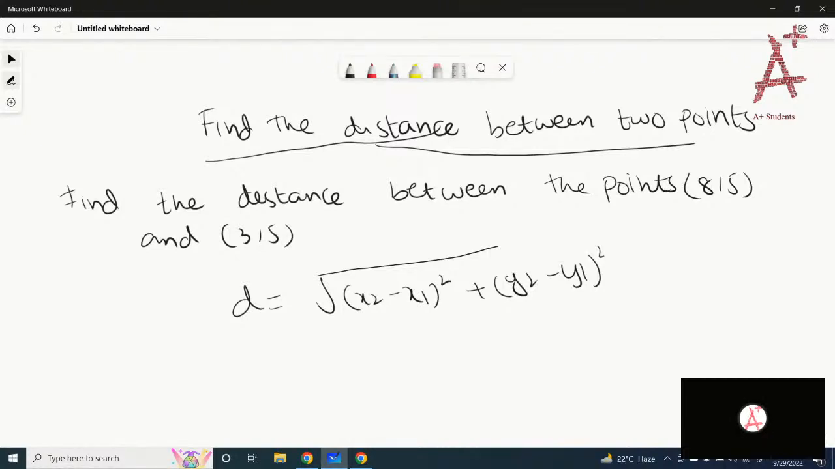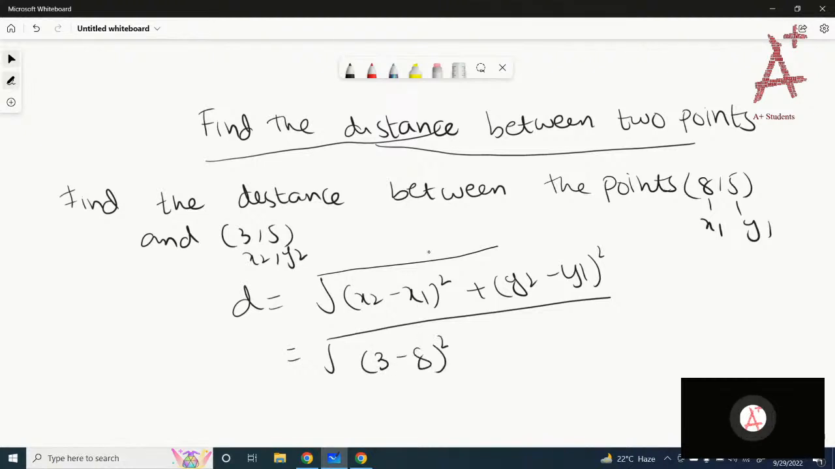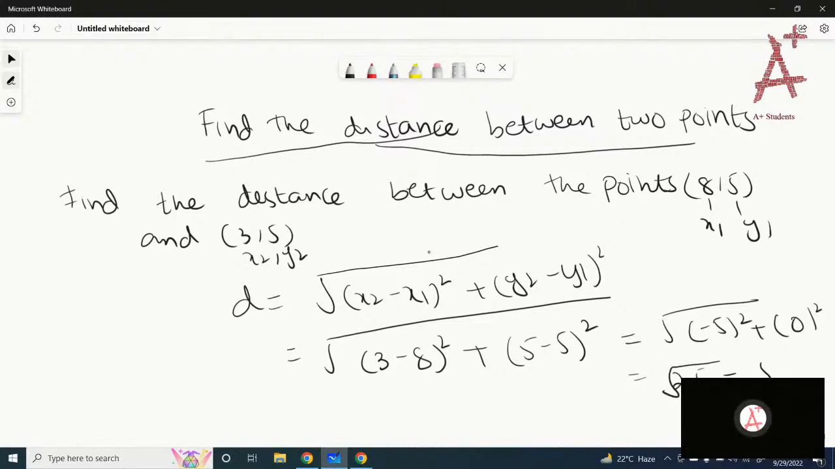So this point is x1 and y1, and the second point is x2 and y2. So just substitute the values. x2 minus x1, x2 is 3 and x1 is 8. 3 minus 8 whole squared, plus the second one, y2 minus y1, 5 minus 5 squared. So you have 3 minus 8 is negative 5 squared, and 5 minus 5 is 0. So negative 5 squared is 25. So square root of 25 is 5.